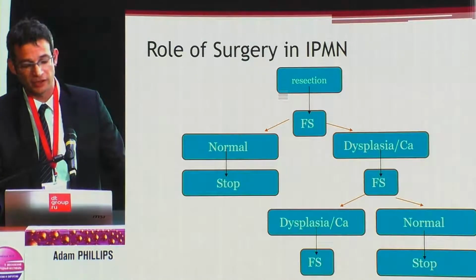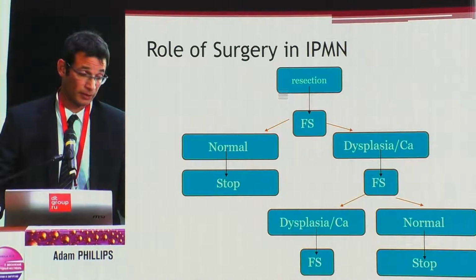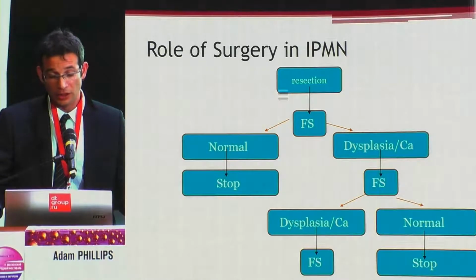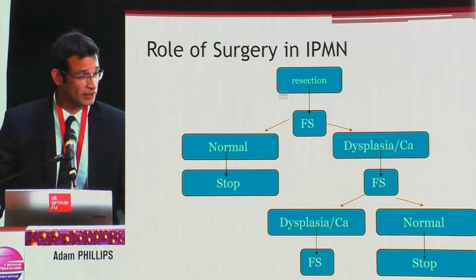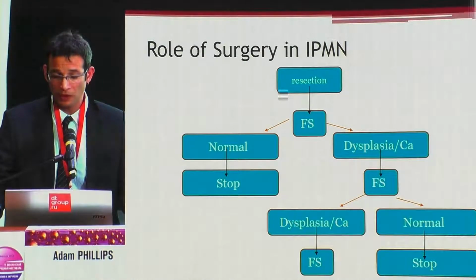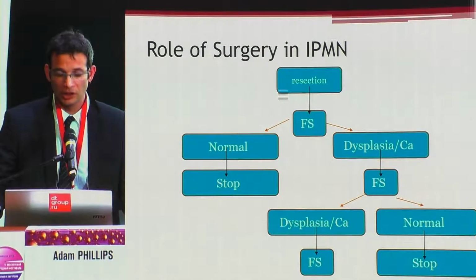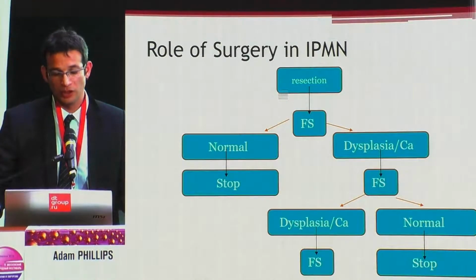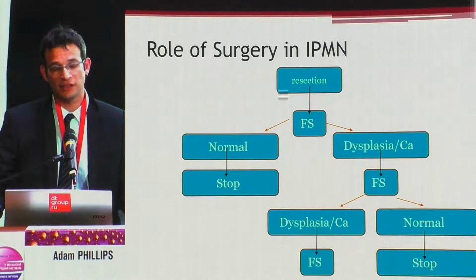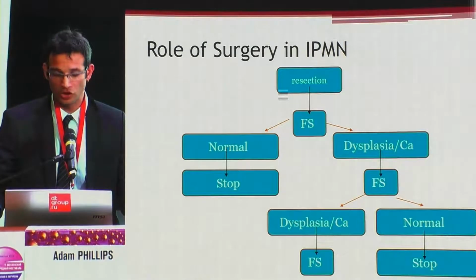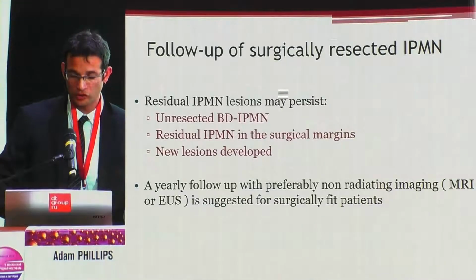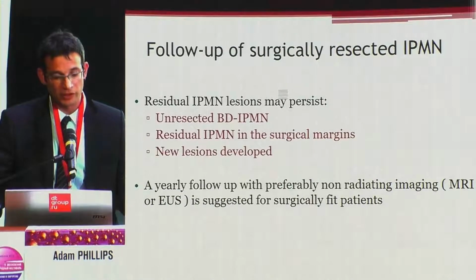So we resect the pancreas and send it for frozen section. If it's normal, we can stop. If on the margin we have dysplasia or carcinoma, we continue the resection and send another frozen section. Again, if it's normal, we can stop. If we still have dysplasia or carcinoma in the margins, we need to continue until we have a good margin with normal parenchyma.